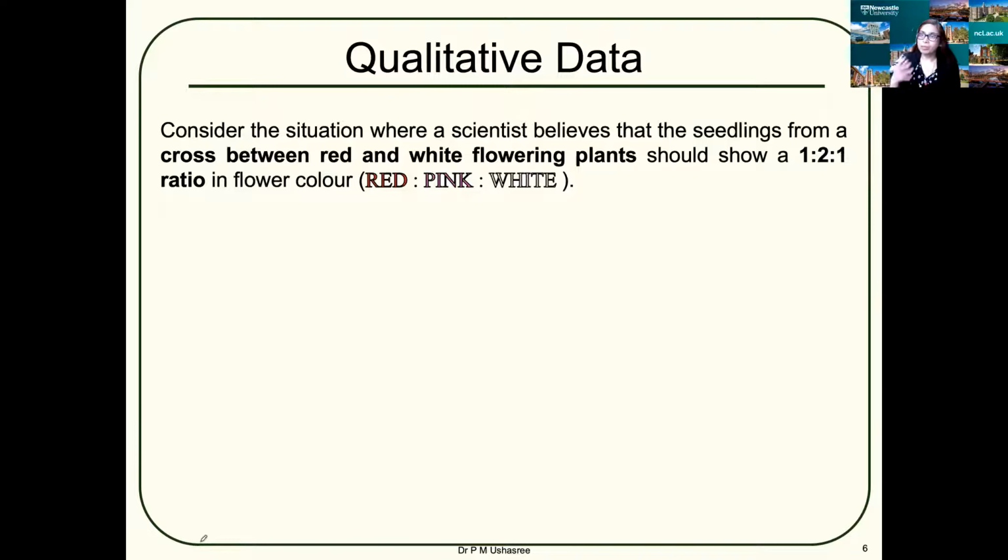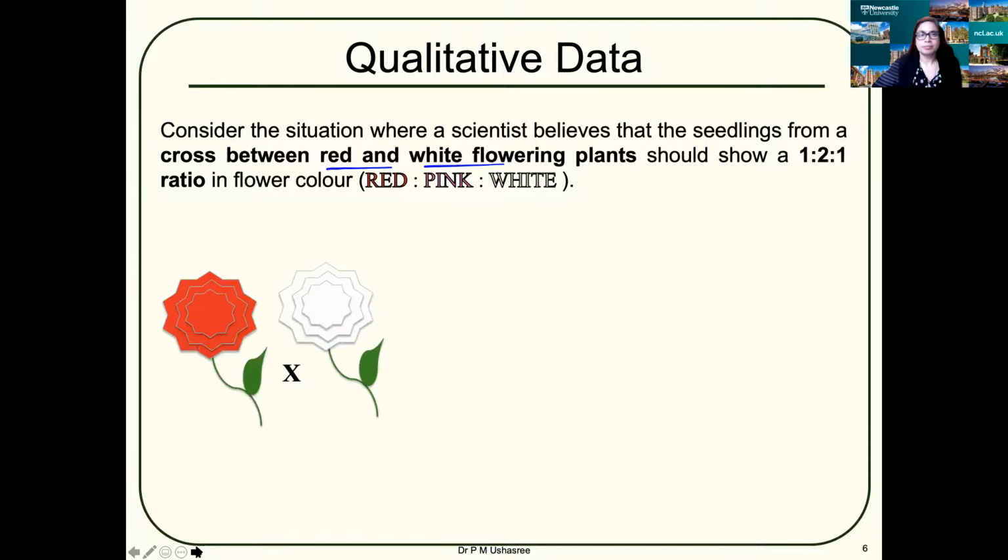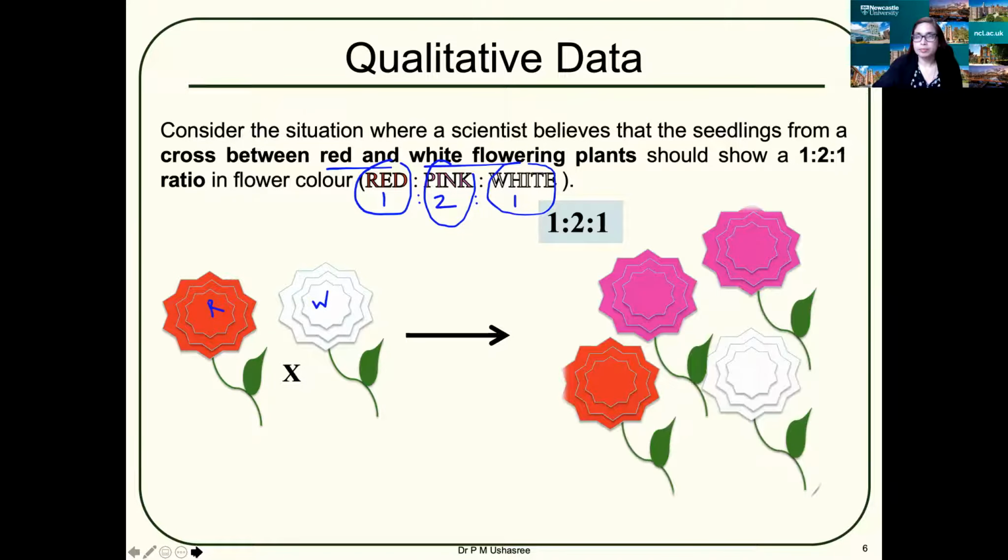Okay, so let's start with an example to understand how to perform a chi-square test for goodness of fit. Consider the situation where a scientist believes that the seedlings from a cross between red and white flowering plants should result in a 1:2:1 ratio in flower color. So if you cross one white and one red colored flower, you get one red flower, one white flower, and two pink flowers. So that's the expected result, the theoretical model.